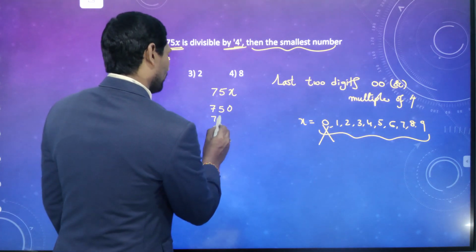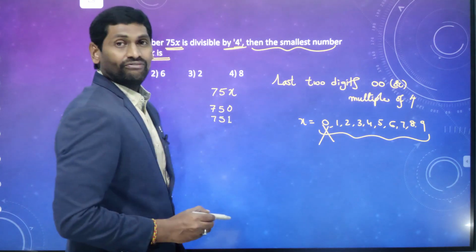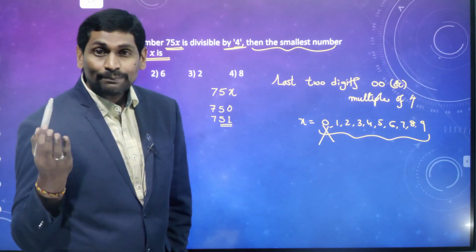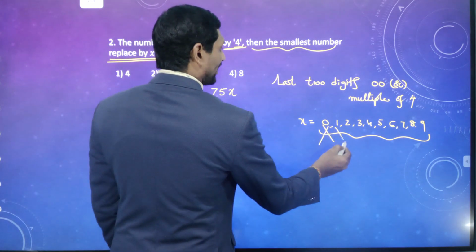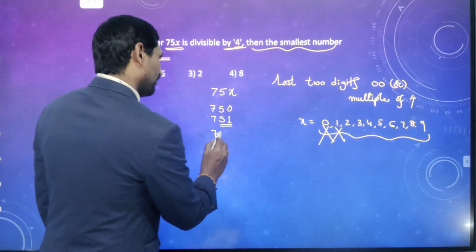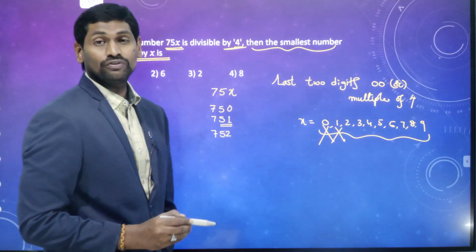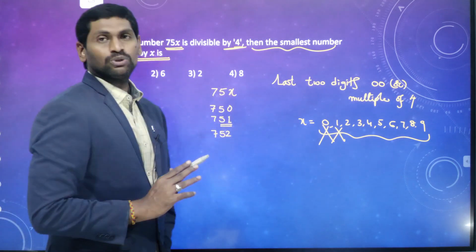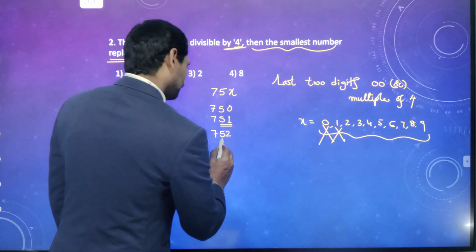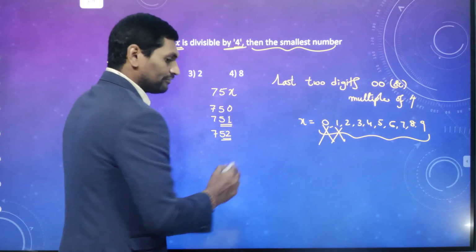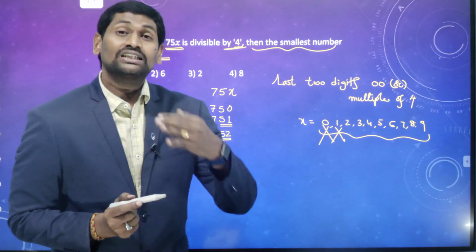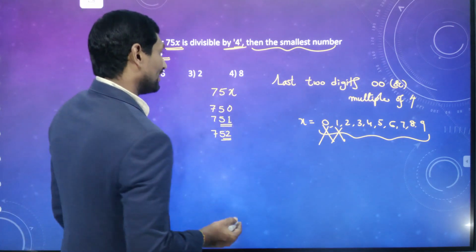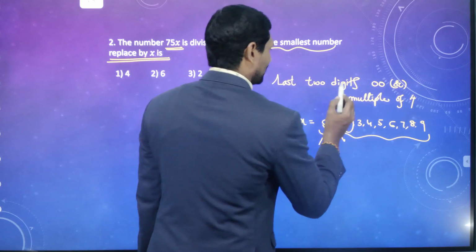Let us try with 1. 751. 51, last 2 digits. 51 is also not a multiple of 4. So 1 also is not a chance for us. Now 752. What about 52? Will 52 be a multiple of 4 or not? Yes, 52 is a multiple of 4. That means 52 is a multiple of 4 exactly 13 times. The 13th multiple of 4 is nothing but 52. So x can be 2. 2 is one of the chances.